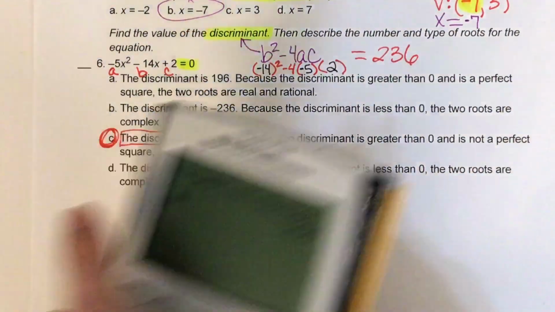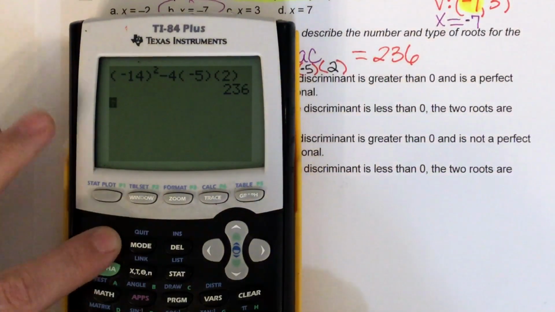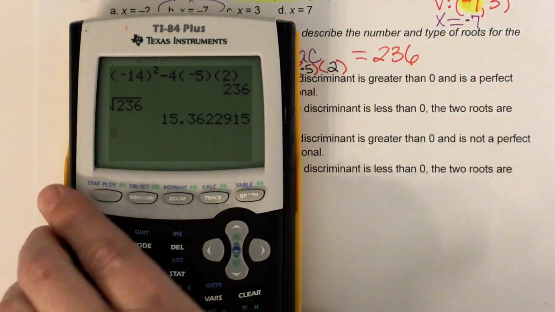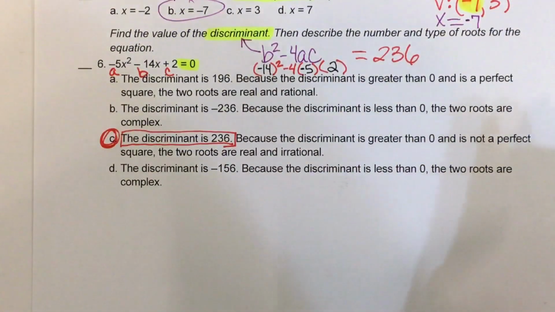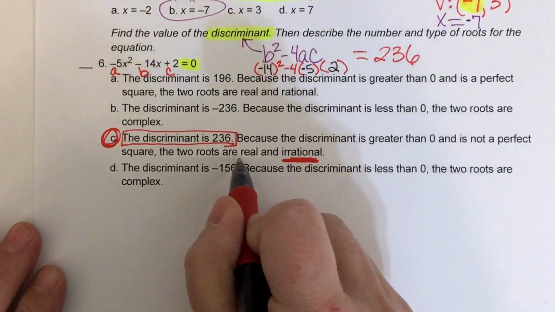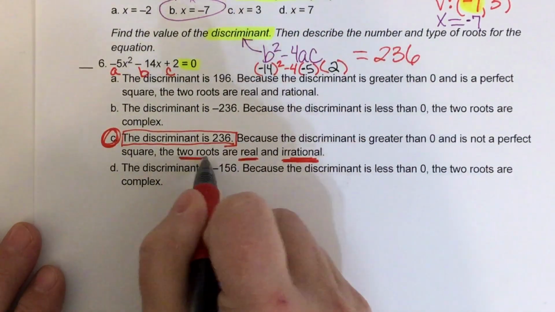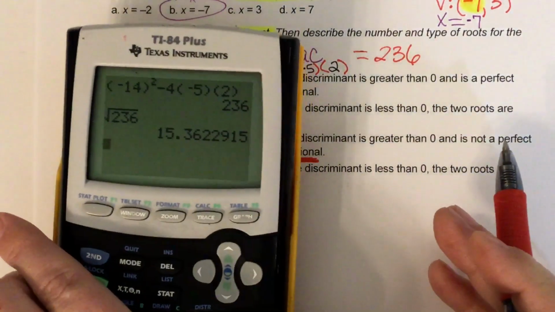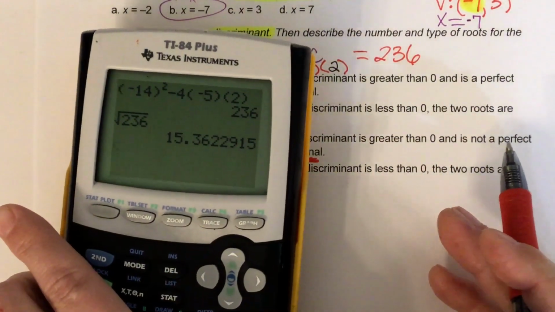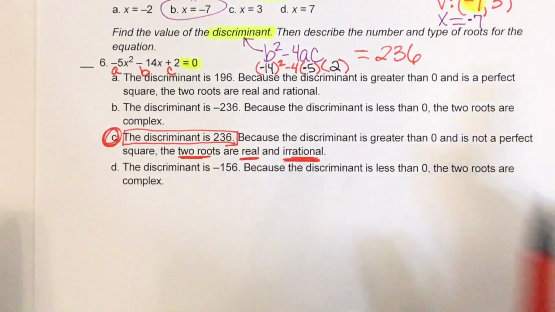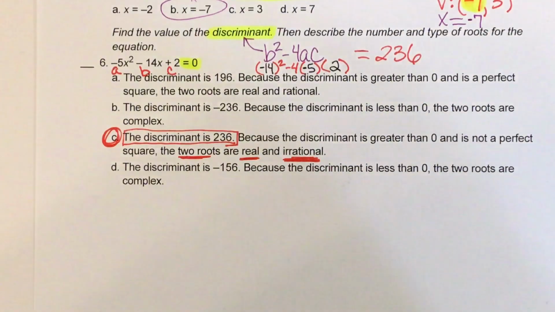Now, if I did try to take the square root of 236, it doesn't come out pretty, which means your answers would be irrational. They're real because you don't have a negative, so that means there's no i's, and you would get two answers, and they're irrational because they're ugly. When somebody is irrational, they're ugly, messy. Blech. So if you can't take the square root of it, it's irrational. If you can take the square root of it, then it's rational.